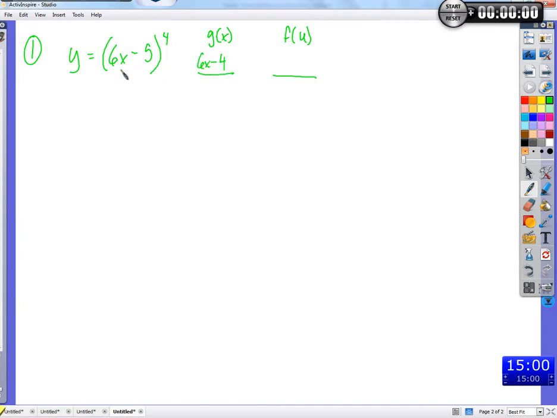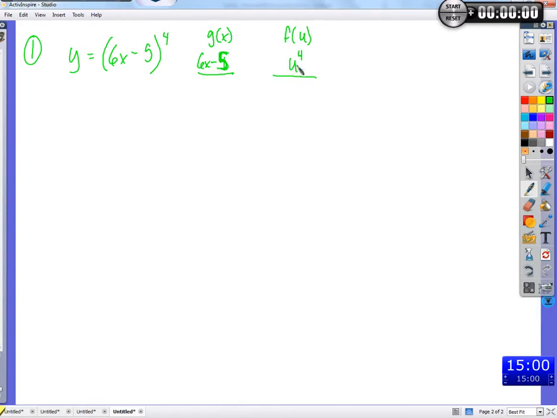We have to break it down into functions. Okay, and then what is the outside function? What does this go inside of? Right, u. So the function is u to the 4th. And then if we take this guy and we replace u with that, we get this composition of functions.